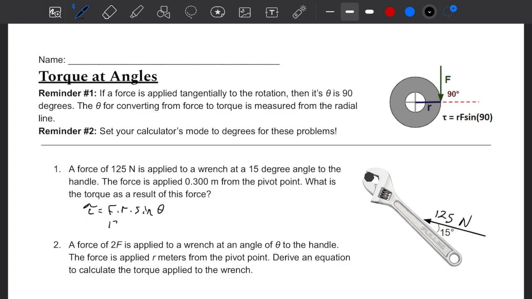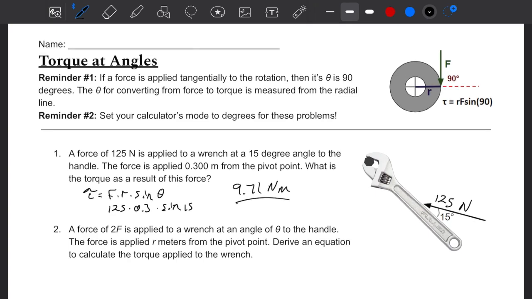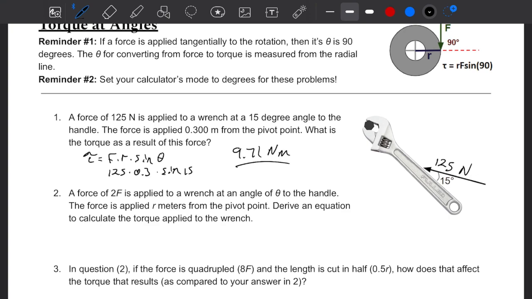Torque is force times radius times the sine of theta, again in degree mode. We have 125 times 0.3 times the sine of theta, sine of 15 degrees. We're just going to put that into our calculator: 0.3 times 125 times sine of 15. We should get something near 9.7, 9.71 Newton meters.